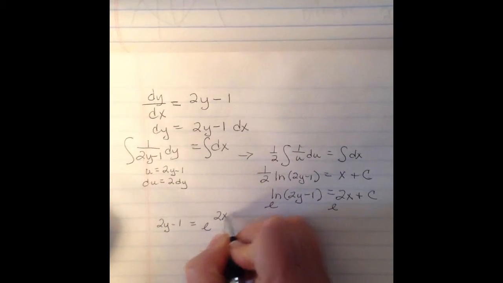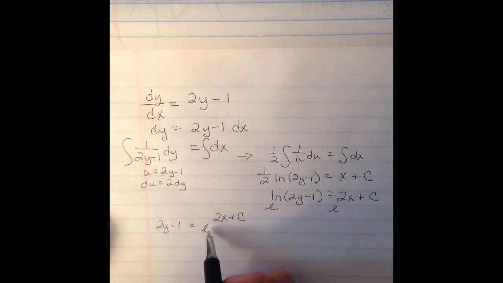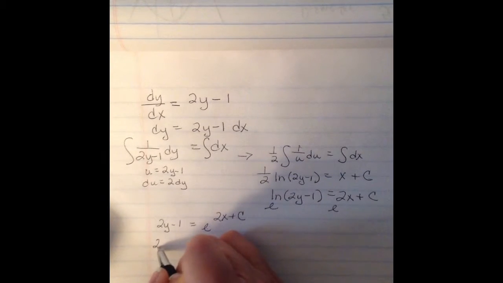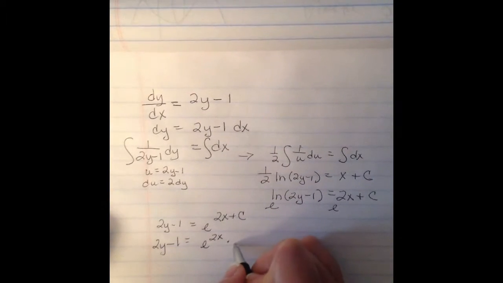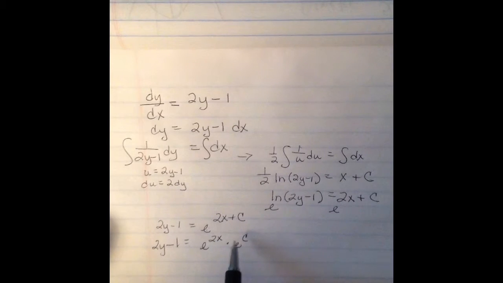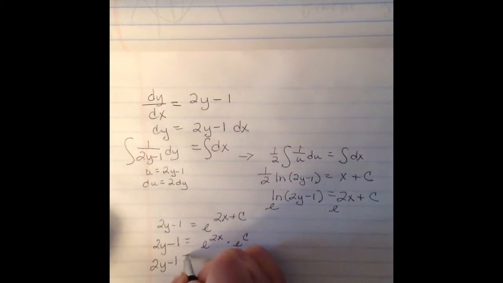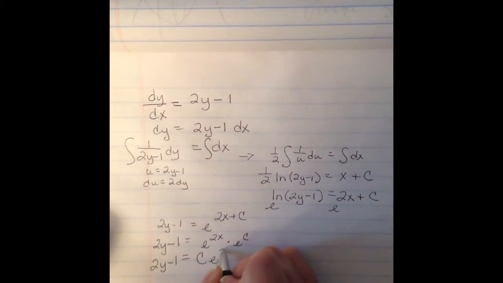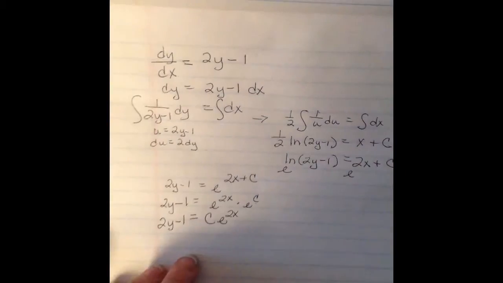the 2x plus c. Now here's the key on these type of problems when you have an e. Think about algebra. This is the same thing as e to the 2x times e to the c. Because remember, when you multiply, you add exponents. Well, what does this do for me? e to the c is just a constant. So I can write this as 2y minus 1 equals c e to the 2x. I can bring this out front. And that's what you do with all of these type problems.